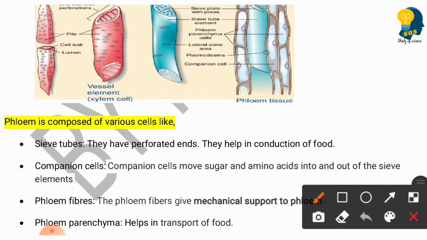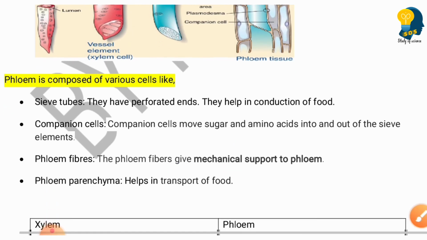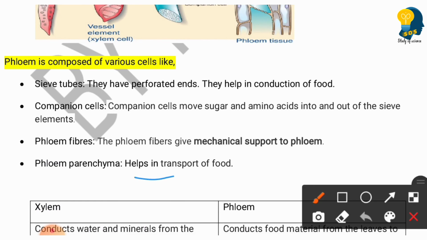Talking about the companion cells, they help in the movement of sugar as well as the amino acids present in the plants. Phloem fibers give strength or support to the plant. And phloem parenchyma, again, when I say parenchyma, it is related to food, so it helps in storing the food.